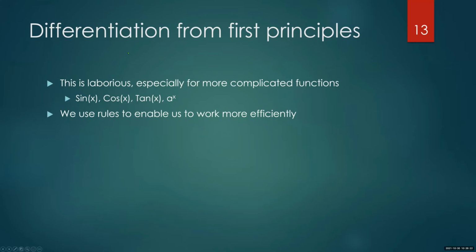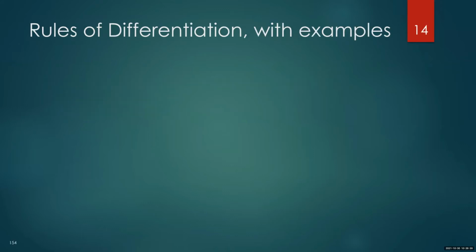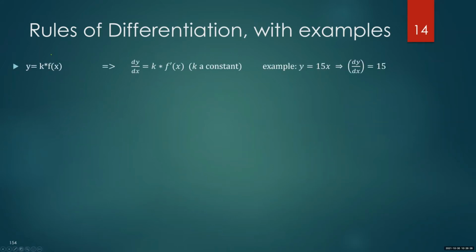So we're going to move on from differentiation from first principles now, and we're going to talk about what are the rules that we use to enable us to work more quickly. So here's some rules with some examples. If y is k times f of x, dy dx is equal to k times f dash of x, where k is a constant. So here's a very simple example. If y is 15x, dy dx is 15.